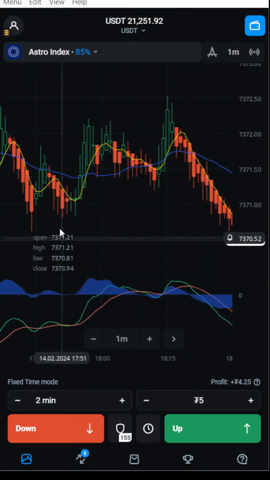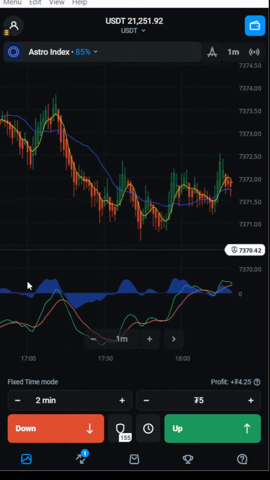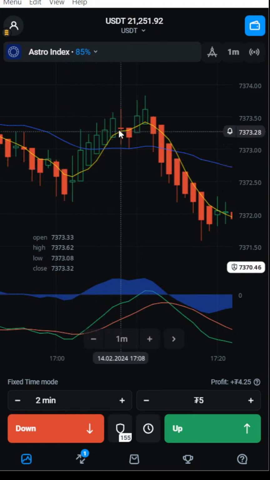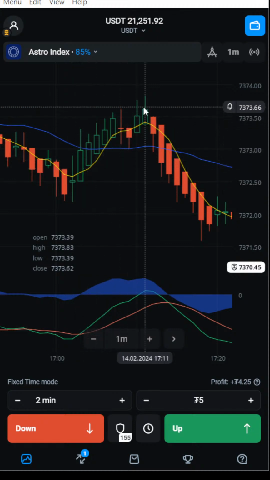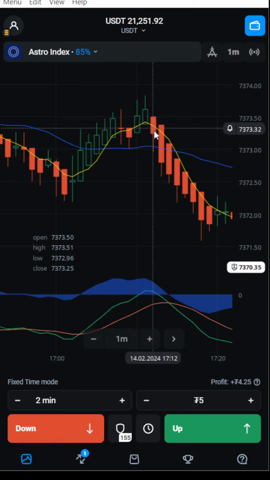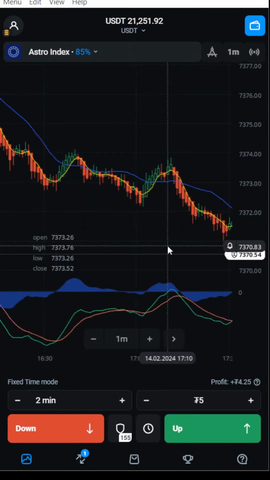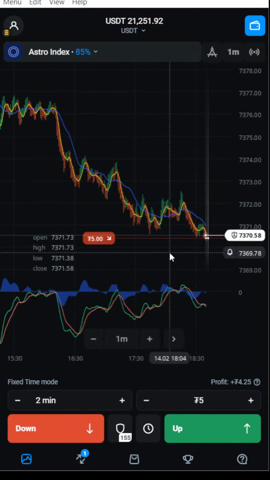Once we see the SMA cross the line and trend over the horizontal level of 0, we will have a chance to get an uptrend over here. And once we see the red candles coming and we see the SMA cross the 0 level and come down, I can say that there will be a chance to get a downtrend signal.